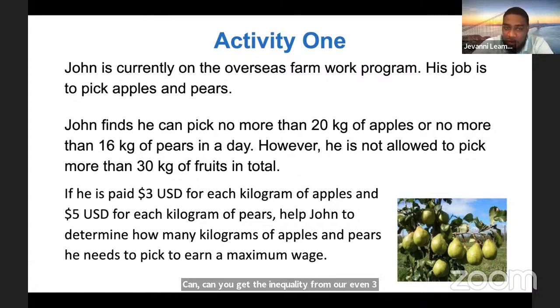Sure, so x is no more than, less than or equal to 20. X is less than or equal to. So, all right, no more than. So that's what I wanted to hear.